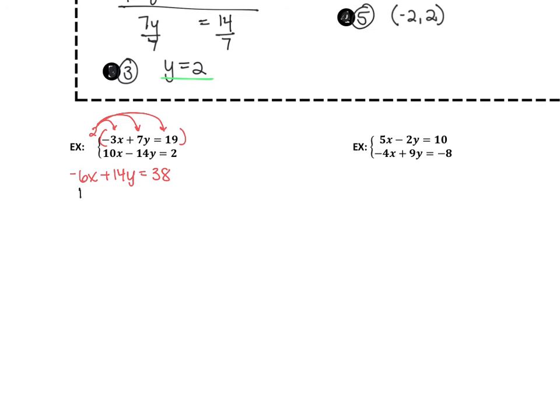And the bottom equation doesn't change. 10x minus 14y equals 2. Notice now they're inverse coefficients. One's positive, one's negative. That's exactly what we wanted.